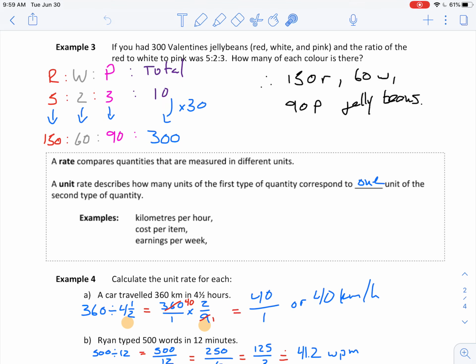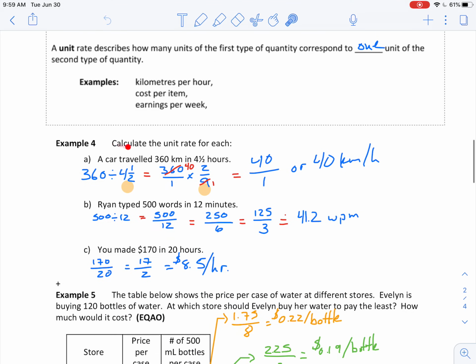That's where this 1 comes in. So we're going to calculate the unit rate, so per 1 something. In this case, it is a car traveled 360 kilometers in 4.5 hours. So 360 kilometers divided by 4.5 hours.